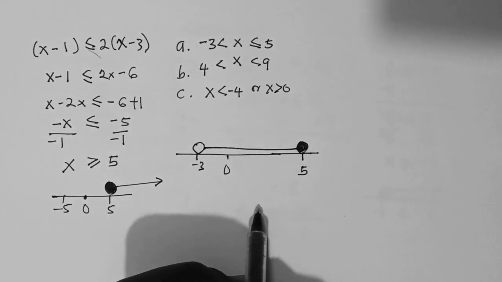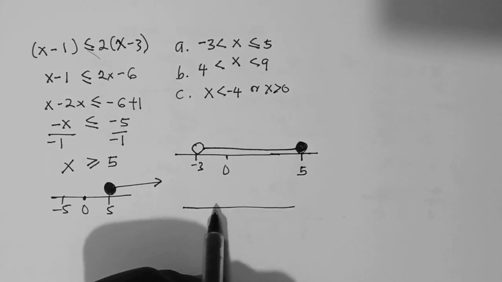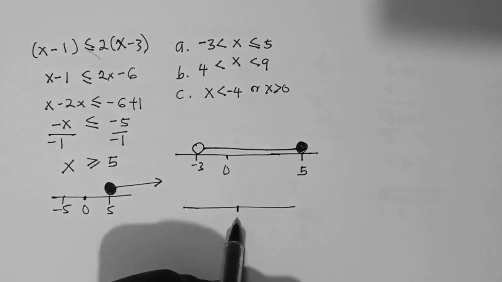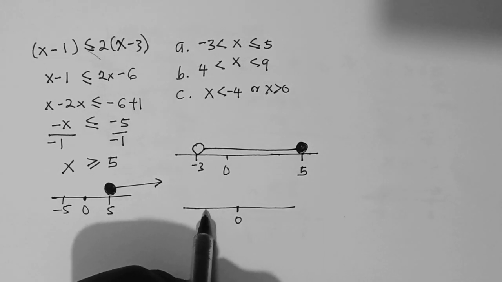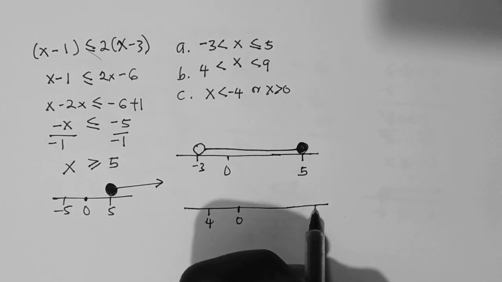And then the B part, the inequality is x is greater than 4, but less than 9. So let's assume here is 4, and let's also assume that this place is 9.